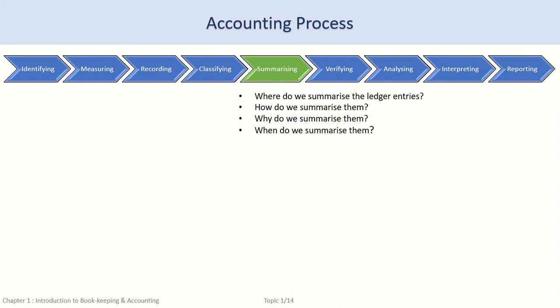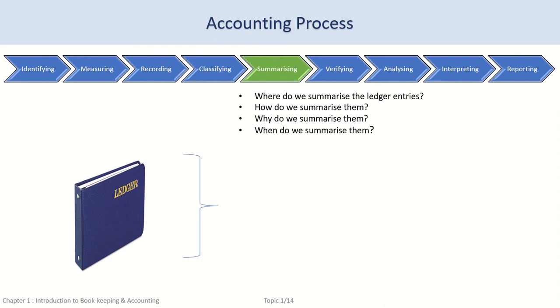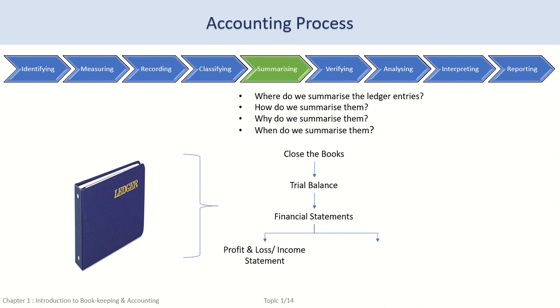Summarizing is done after the process of ledgerizing. It is done outside the books in the form of documents, which are termed as statements. How do we summarize them? We close the ledger and prepare the statements. Once the ledger is closed, ledger entries cannot be recorded in it. On closing the ledger, the balances are extracted from the ledger and a trial balance statement is prepared. On the basis of the trial balance, the main financial statements, that is the profit and loss or income statement, and the balance sheet are prepared.